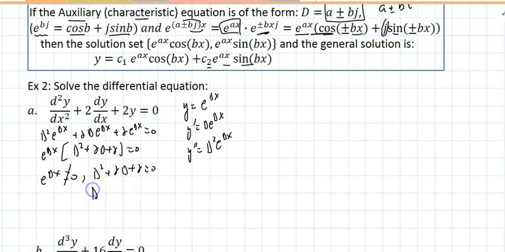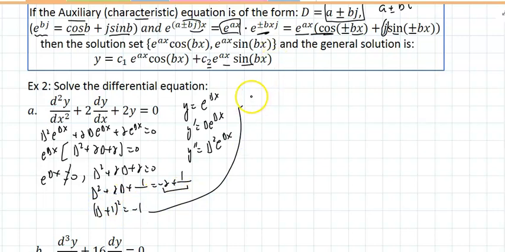That doesn't factor, not a problem. You could use the quadratic formula. I prefer completing the square. Take half of the middle number and square it. Square root both sides. So d equals negative 1 plus or minus i. So the solution set is e to the negative x times the cosine of x, and e to the negative x sine of x.